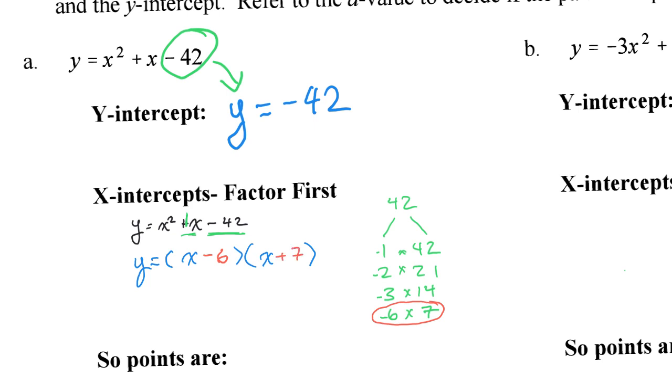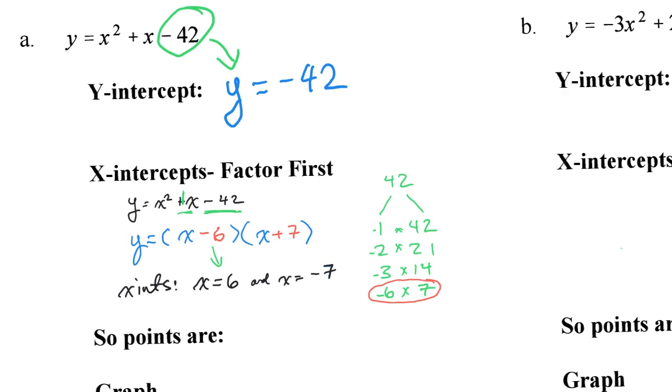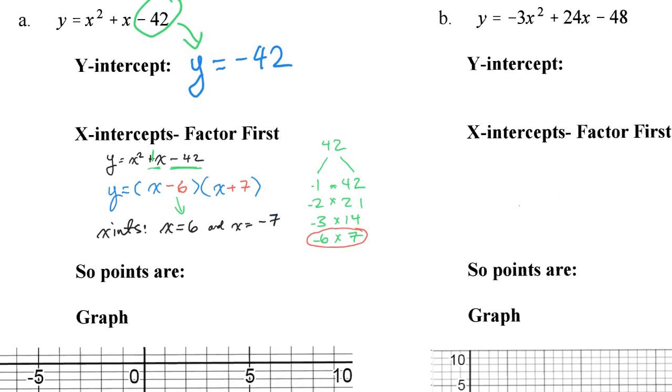So that means my x-intercepts are x equals 6 because of opposite world, and x is equal to negative 7. All right. So now here are the points that we have. If you look at this, to find our y-intercept, our point is 0, 42. That's our first point.